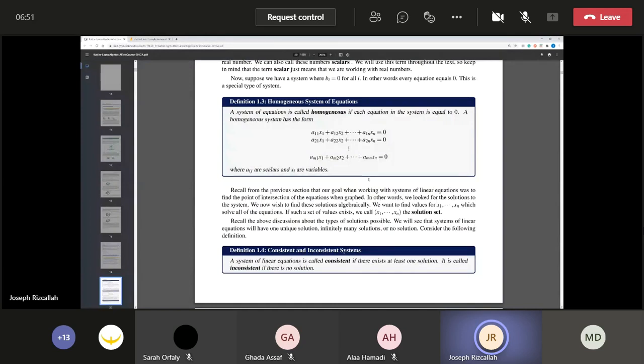Remember, we introduced this terminology last time. We said that the system is said to be consistent if it admits at least one solution, and otherwise it is said to be inconsistent when there are no solutions. So a homogeneous system is always consistent because it has at least one solution, namely the zero solution.